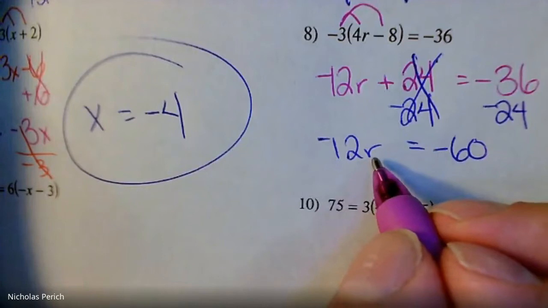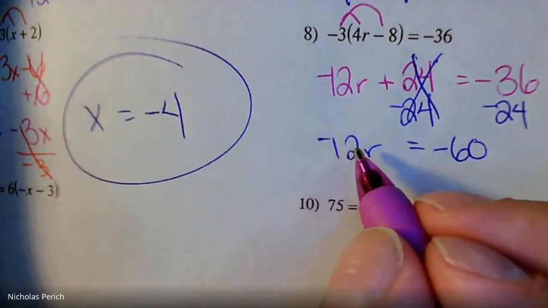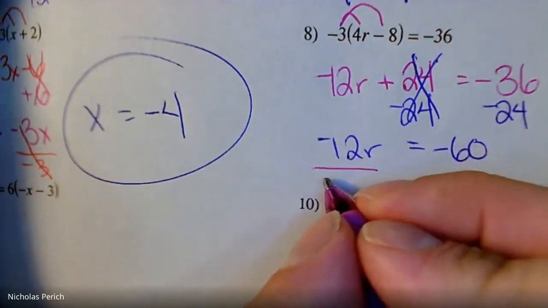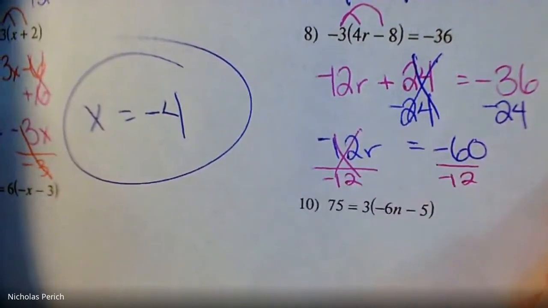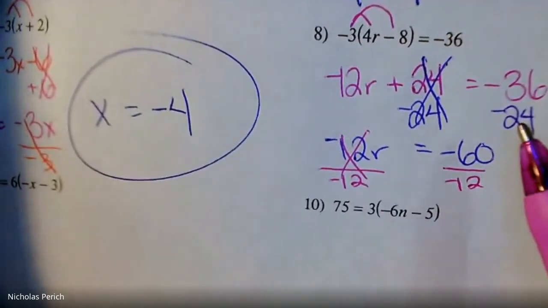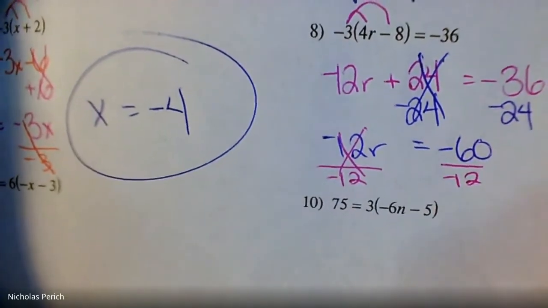Is r all by itself? No. What's in the way? Negative 12 is being multiplied to r. How do I get rid of negative 12? Divide both sides by negative 12. r equals negative 60 divided by negative 12 is positive 5.